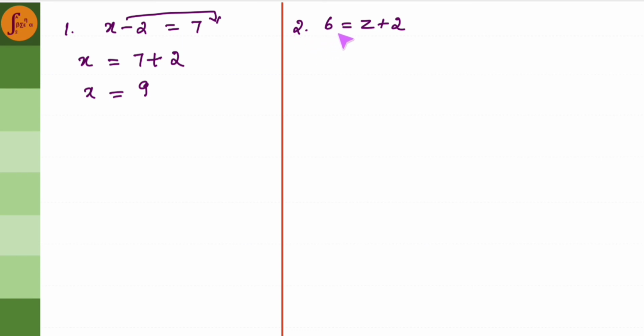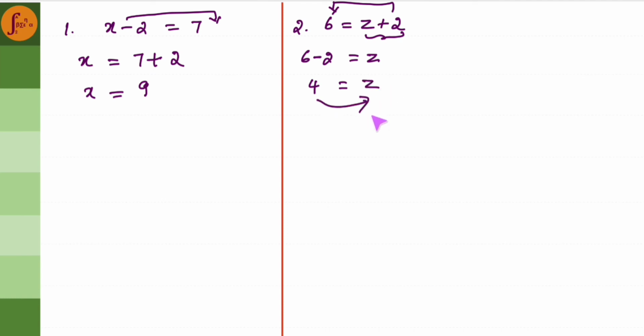Another example, 6 is equal to z plus 2. Here, what we will do, we will keep z here, right? And shift 2 here, right? We'll shift 2 here on the other side. So it's going to become, just copy 6 as is, right? First thing is we have to copy whatever was there on the other side. Copy it, then do the shifting. So it's going to be 2. We're going to shift 2, so we have 2. What should be the sign? It's addition here. So it's going to become subtraction. So 6 minus 2 is 4 is equal to z.